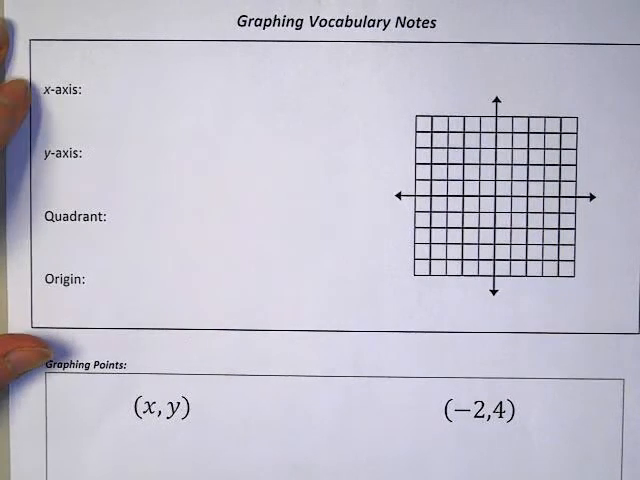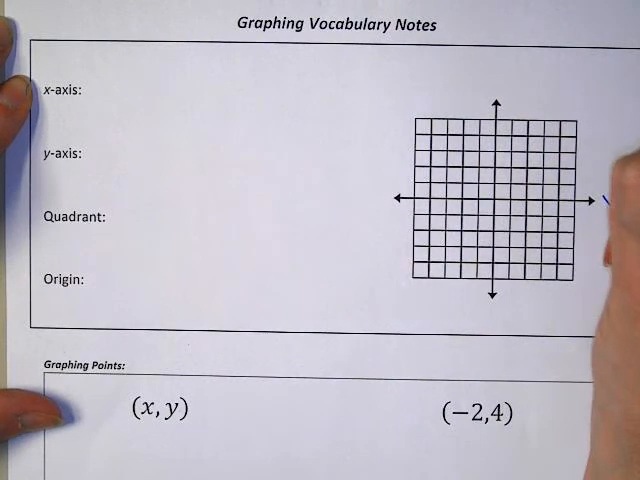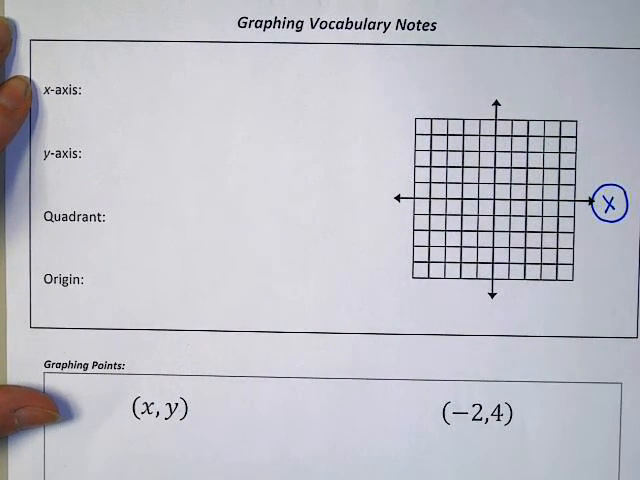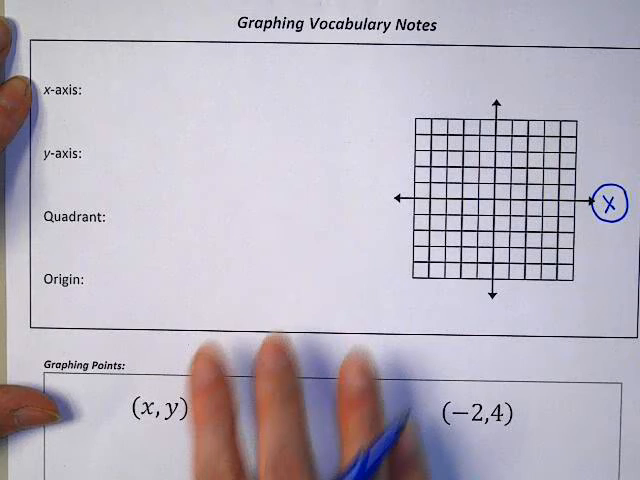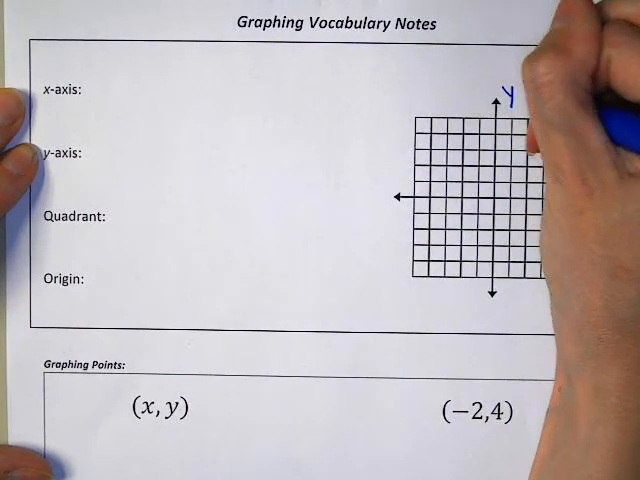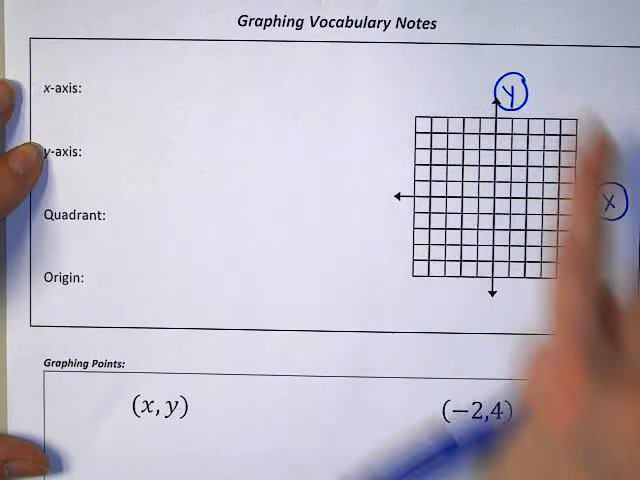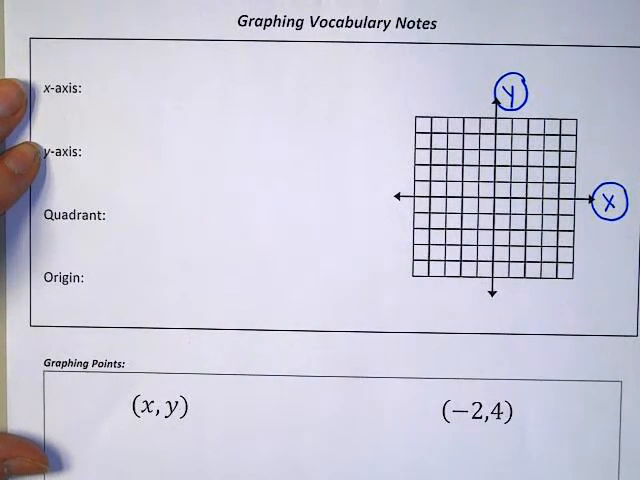So do you guys know which axis is the x? It turns out that it is this horizontal one here. That's the x-axis. And the y-axis is this vertical one here that goes up and down. Okay, so the x is the horizontal one, the y is the vertical one.